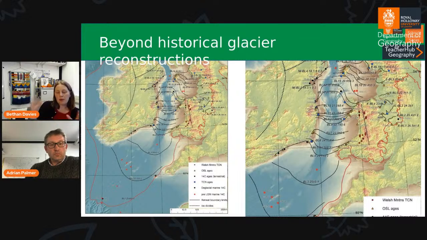So if we have an independent record of climate, we can say, well, a climate that changes in this way forces the ice sheet to behave in this way, and we can see the evidence of that in Britain. And then we can maybe apply that to Antarctica.